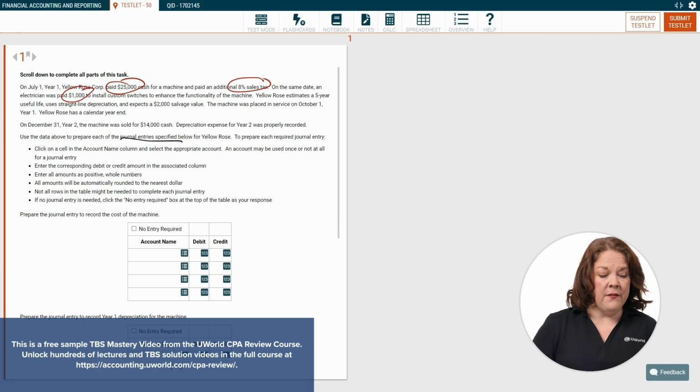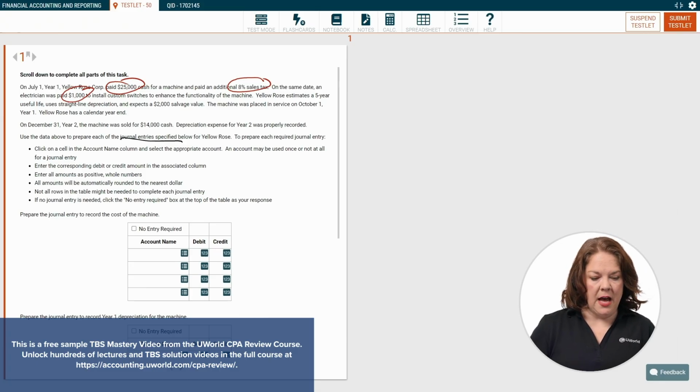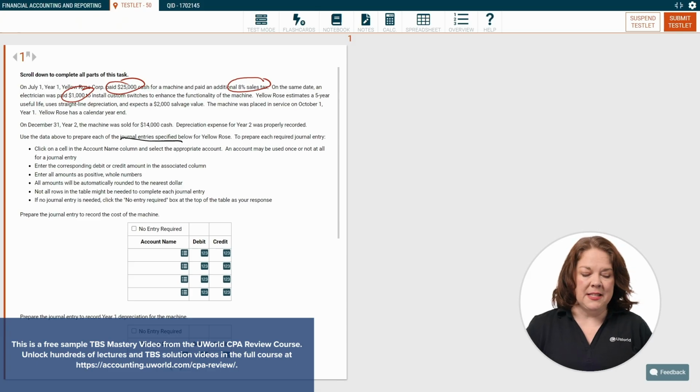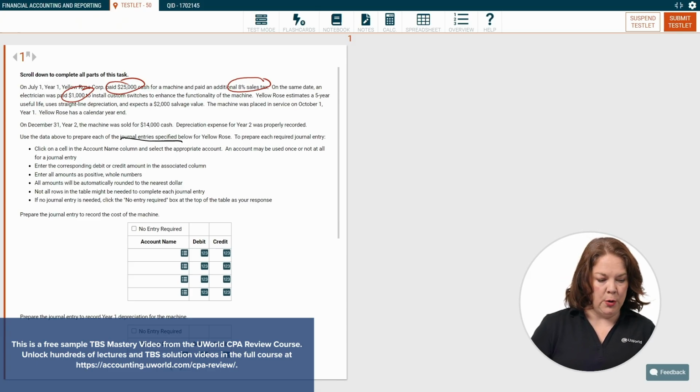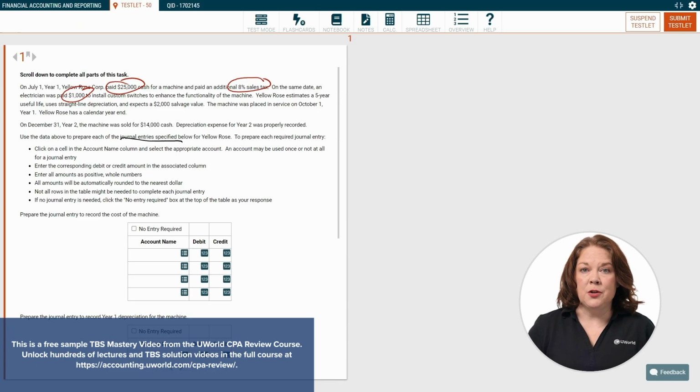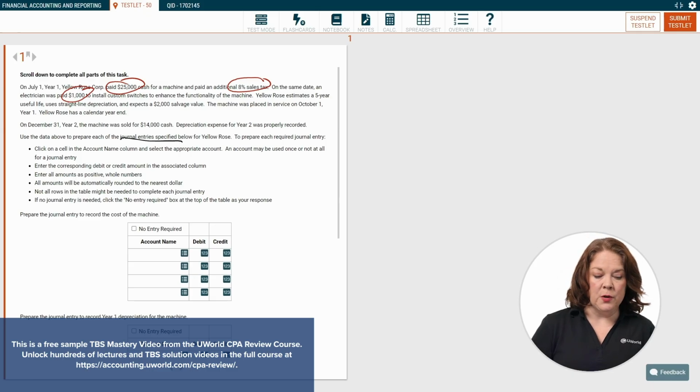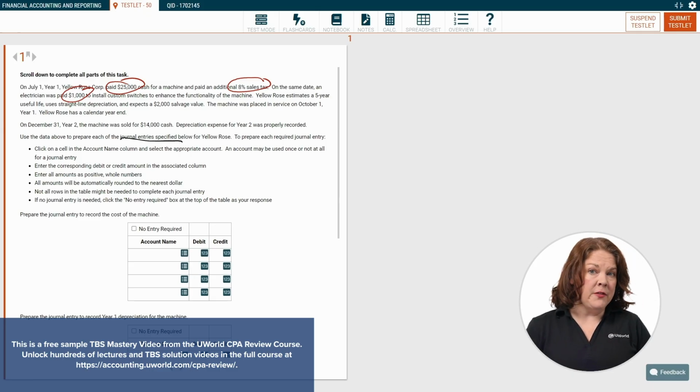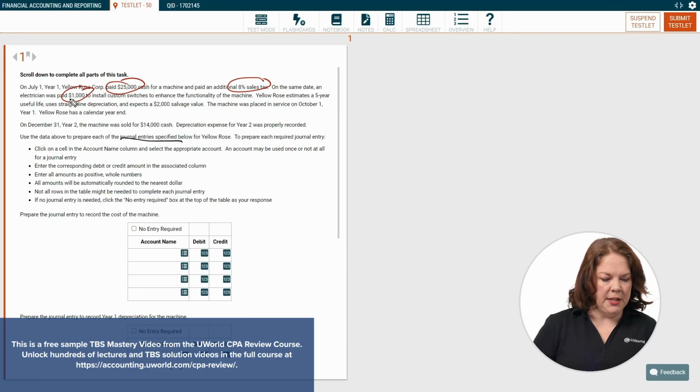We're going to estimate a 5-year useful life. We're going to use straight line depreciation. And we have a $2,000 salvage value. We're going to place this asset in service on October 1st. And then at the end of year 2, we're going to sell this asset for $14,000 after we've recorded depreciation.